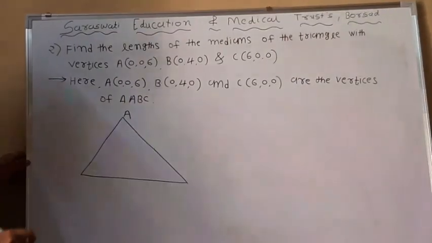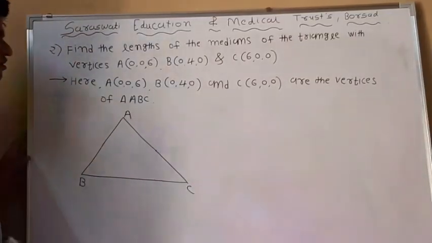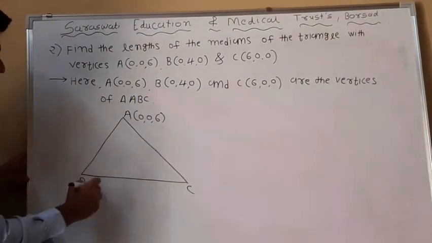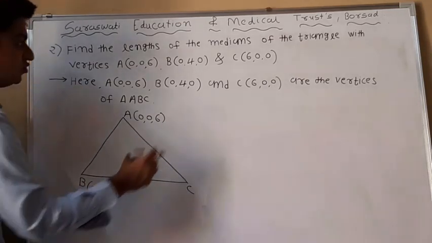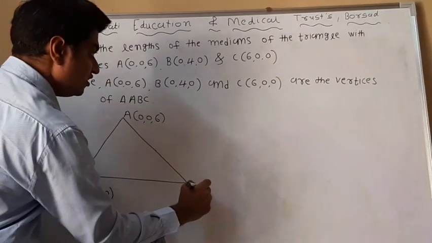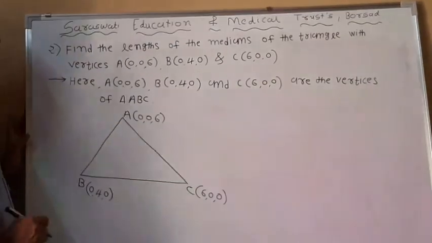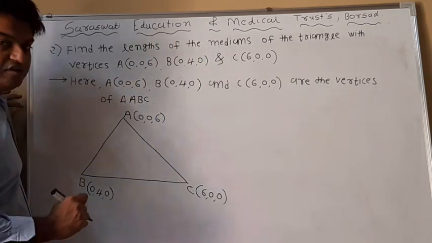Here we can say that vertex A, vertex B, vertex C. The coordinate of A is written 0, 0, 6. B coordinate is written 0, 4, 0 and C coordinate is written here 6, 0, 0. Now our question is to find out the length of the median.